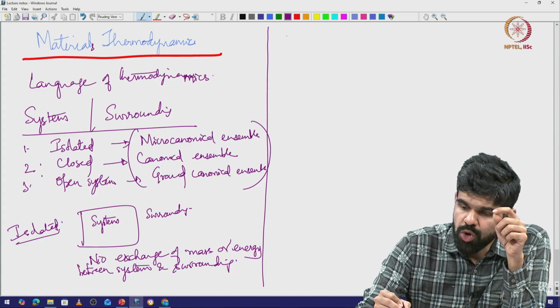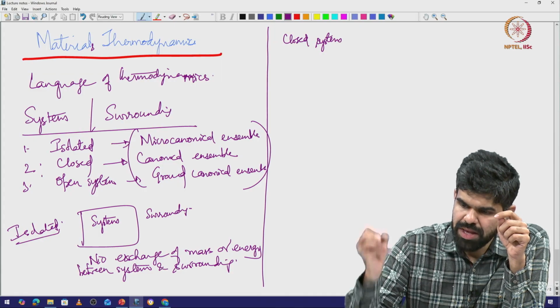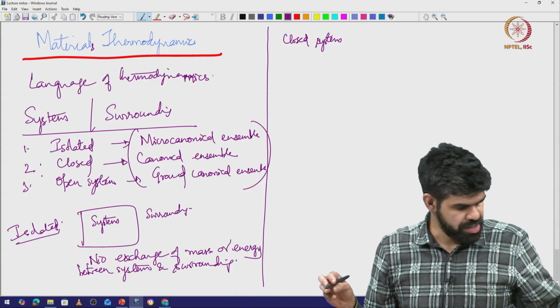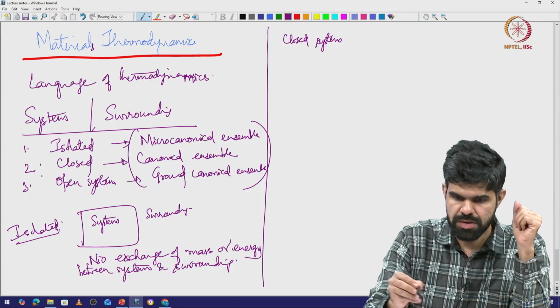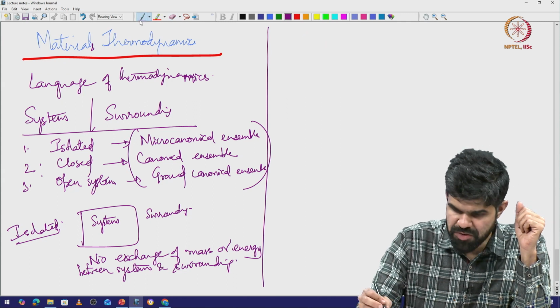Okay. Now, closed system. Okay, so what is an example then? Let me erase this. What is an example of an isolated system?